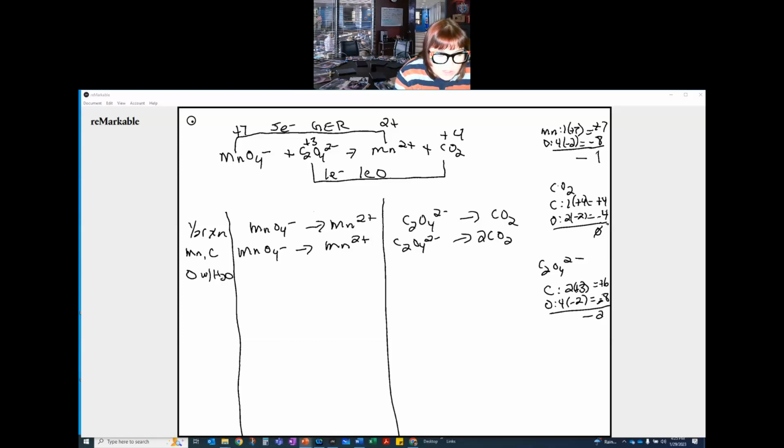So I have four oxygens in my reactant side over here. MnO4 minus, there's no oxygen in that line. So I'm going to take this as MnO4 minus goes to Mn2 plus 4H2O. So now I have the same number of oxygens on both sides. So that's that one. Now, when I look at this one, I'm going to go ahead and write it down again.